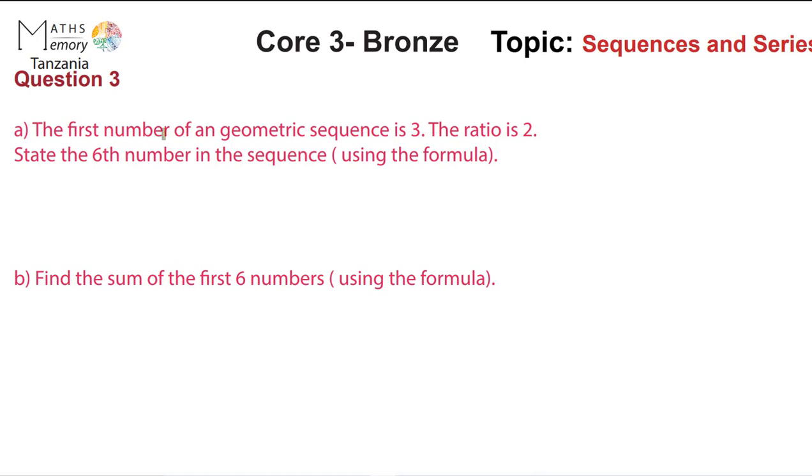Part A: the first number of a geometric series is 3, and the ratio is going to be 2. So let's call this a different colour, maybe this one over here. State the 6th term in the sequence with the formula.